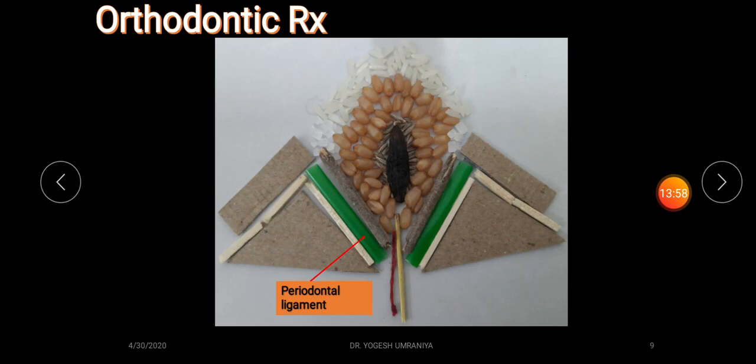Along with this periodontal ligament, this structure, the cementum, is avascular, so it can also be adjusted in position due to its avascular nature. So both these factors, the periodontal ligament as well as the cementum, help us to correct the position of the tooth, and that treatment of correcting the position of the tooth is referred to as orthodontic treatment.